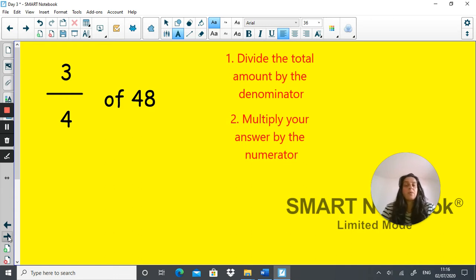Next, I'm asking you to find out what 3/4 of 48 is. And here in red, remember to divide the total amount first by the denominator, step 1, and step 2, whatever the answer of 48 divided by 4 is, multiply that by 3, and you'll get 3/4 of 48. So 48 divided by 4 is 12. 12 multiplied by 3 is 36, and that is your answer.